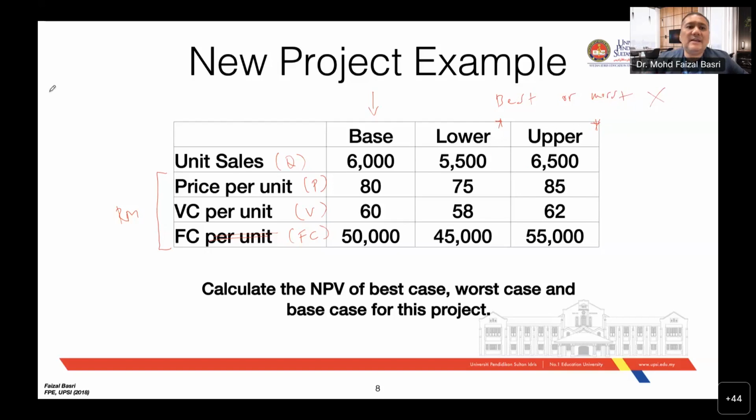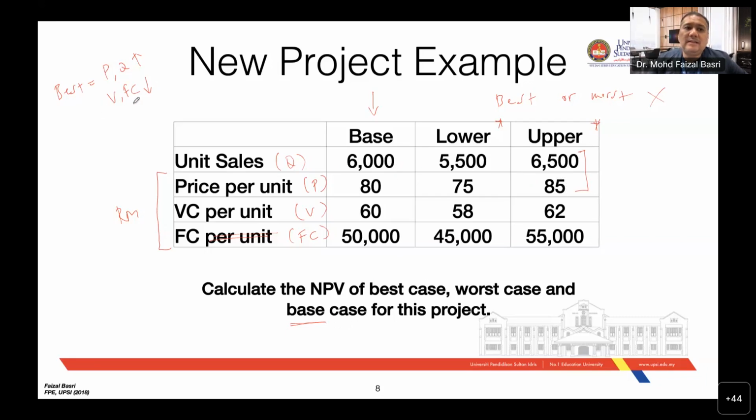Remember tadi? Kalau best, we want price and quantity to be high, and VC and FC to be low. So meaning, when we want to estimate based on best case scenario, for example, when we want to calculate, we're going to use QMP for these two, using these two figures. QMP, price and quantity, to be at the upper bound, meaning higher than the base.